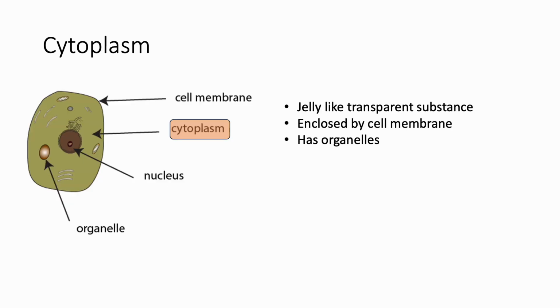The cytoplasm. The cytoplasm is a jelly-like transparent substance enclosed by the cell membrane. And this has organelles that perform most of the functions in the cell.